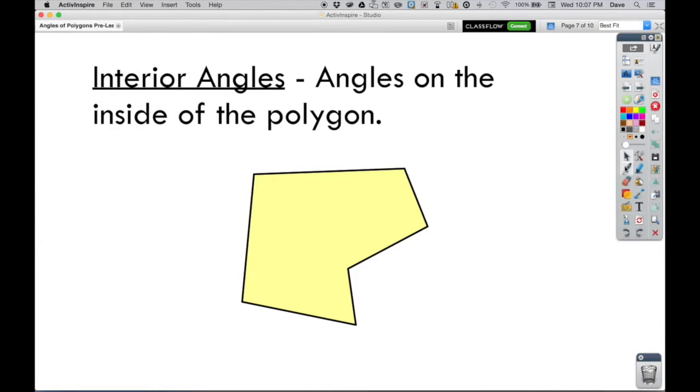Now, one thing we're going to be talking a lot about is interior angles. And all we really mean by that is we're looking at the angles on the inside of the polygon. So for example, this is an interior angle right here, one here, here. Now, even though this goes the other direction, this is considered the interior angle. This angle here, and this angle here. So these would be considered the interior angles, all the angles on the inside at the vertices.